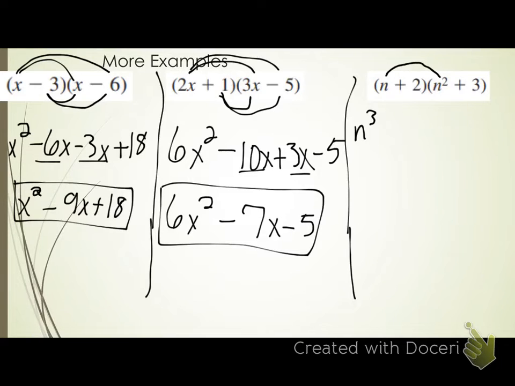Okay, what are my outer terms? n and 3. What is n times 3? 3n.